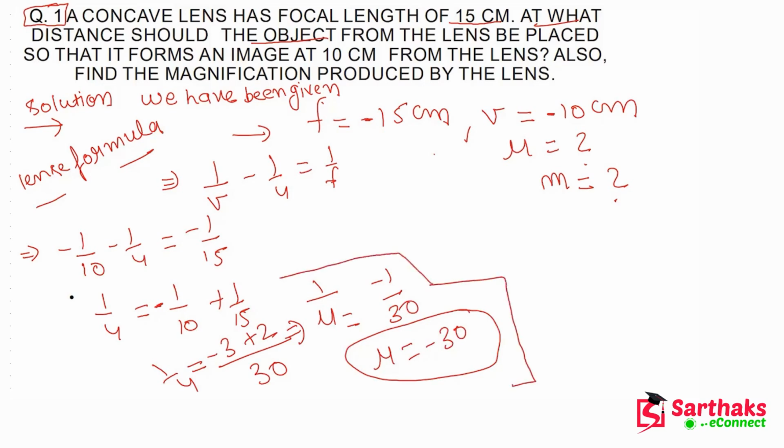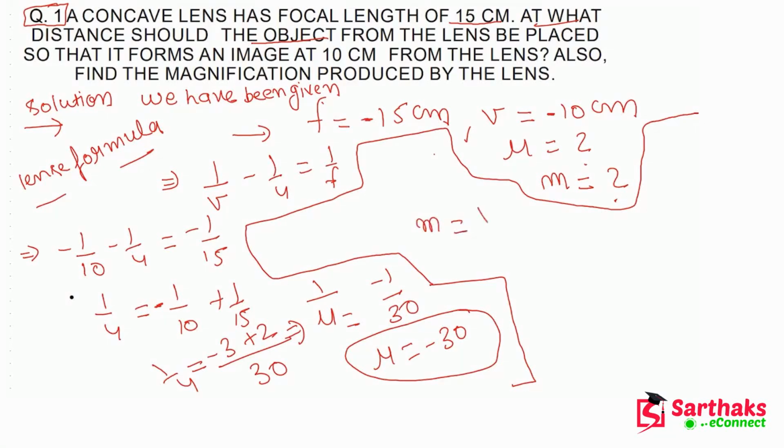Do you know how I found this mistake? Because when I found the magnification, it was higher than 1. But in the case of a concave lens, the magnification always comes less than 1, because the height of the object is always greater than the height of the image. So that's why I found the mistake, because the value of m was greater than 1. So it was wrong.